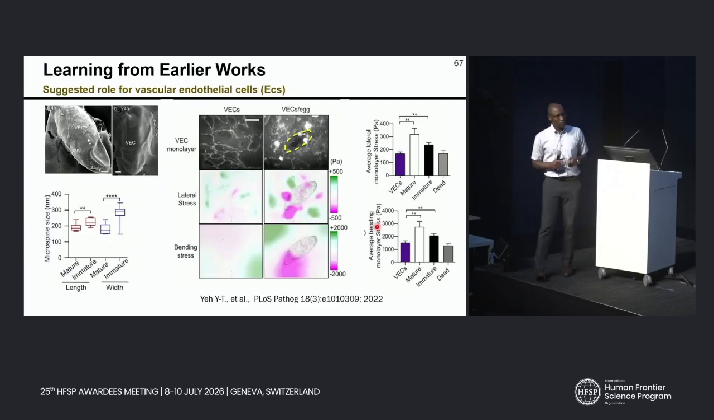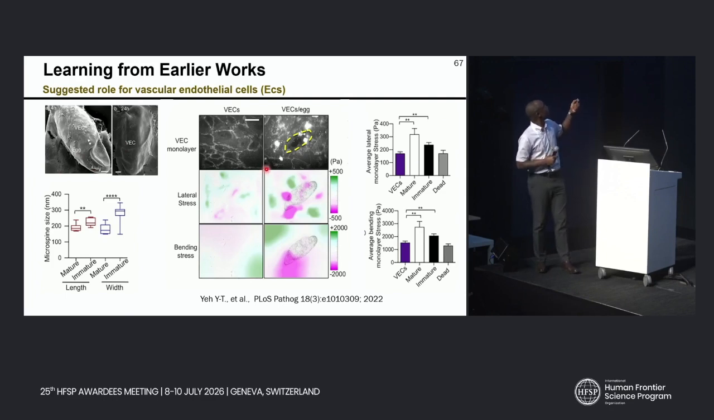So I just want to say that we are not alone in being interested in this process. This is a study by a group in the US, University of California, San Diego. They focused on how the cells cross the endothelial barrier. And what they noticed is when the eggs are laid, the VEC, the vascular endothelial cells, will try to wrap themselves around an egg. I think this is due to the immune stimulation. The eggs are known to be immunogenic.